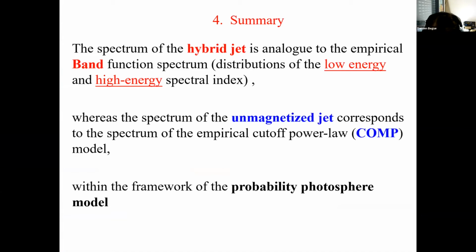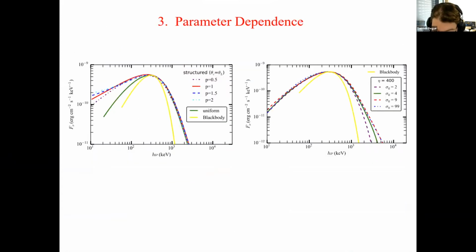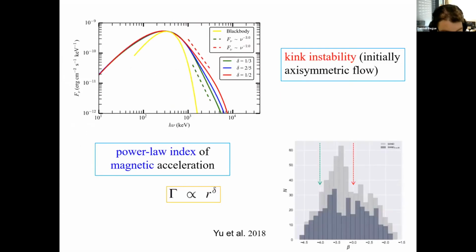How is kink instability possible in axisymmetric flow? It is realized only in 3D setup. I'm not really quite clear. Can you repeat that? It is written in the chat. I repeat: how is kink instability possible in axisymmetric flows? It is realized only in 3D setup.